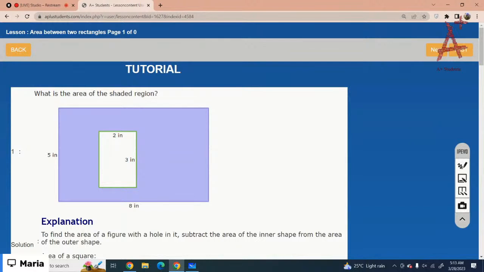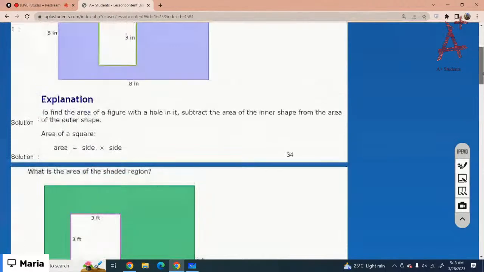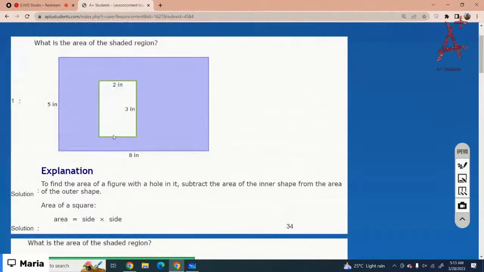Got it? So to calculate the area of a figure with a hole in it, subtract the area of the inner shape from the area of the outer shape. Got it? Because we just need to calculate the area of the outer shape, so we have to subtract the area of the inner shape. Got it? We know that both of them are rectangles, so let's just calculate their areas. It would be side times side.